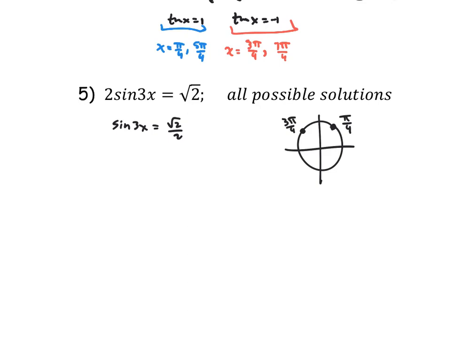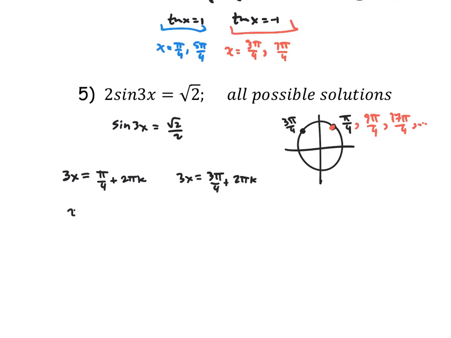So that means that 3x is equal to pi over 4 plus 2 pi k, right? So this solution would repeat itself every 2 pi units. So we'd get 9 pi over 4, and then 17 pi over 4. I mean, I could write all these out. It would really be awful, but we could. As well as 3x would equal 3 pi over 4 plus 2 pi k.